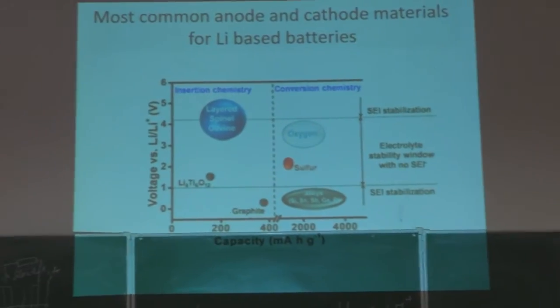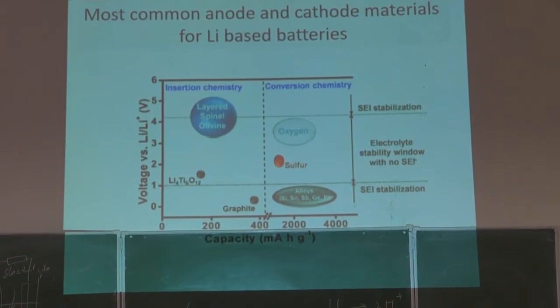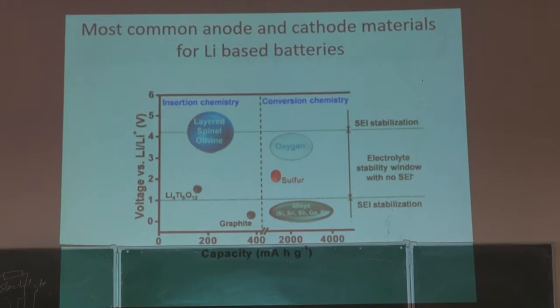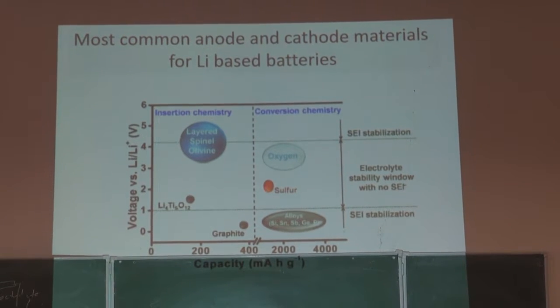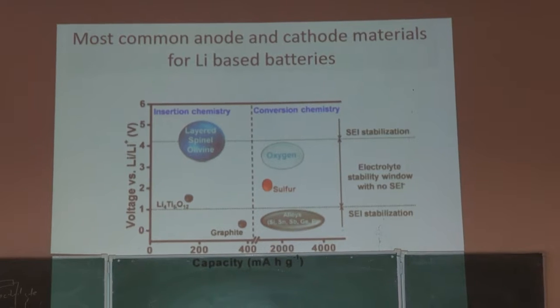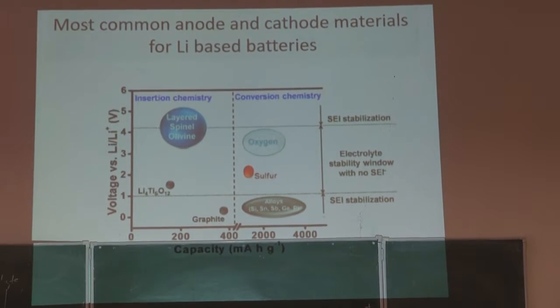So you can see the anode is only this part because of low voltage, right? The cathode is all high voltage. Your cathode voltages are typically 4 volts. The anode voltages, in the graphite case, are about 0.2 volts or something. Then your difference is good, right?